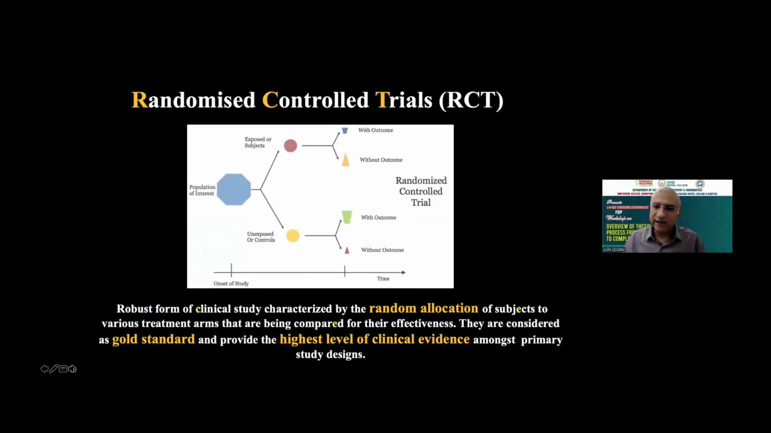Now, what do I mean by a randomized clinical trial? As I said, among all the trials, this is one of the most robust forms, and it involves random allocation of subjects to various treatment arms that are being compared for their effectiveness. They are considered gold standards and provide the highest level of clinical evidence among any type of primary study design. Basically, it involves random allocation of subjects to either the control group or the intervention group.